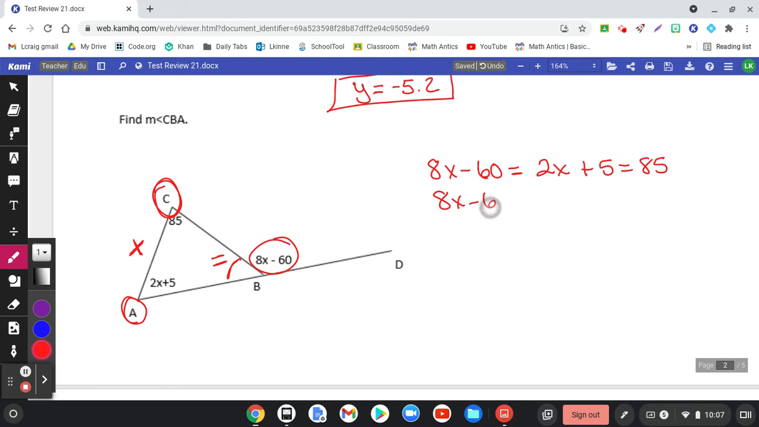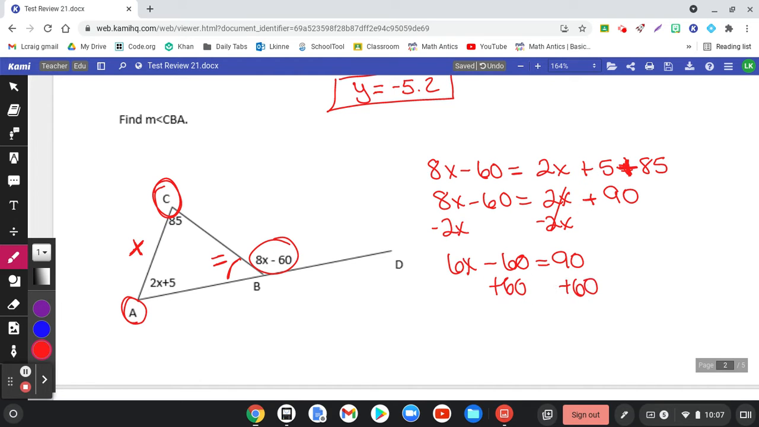So now we're just going to solve. Oops. It should be plus 85. So then we'll subtract 2x from both sides. 6x minus 60 equals 90. Add 60 to both sides. Divide by 6. And we get x is 25.